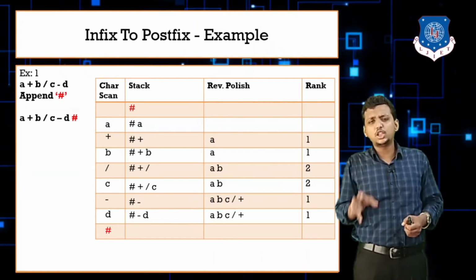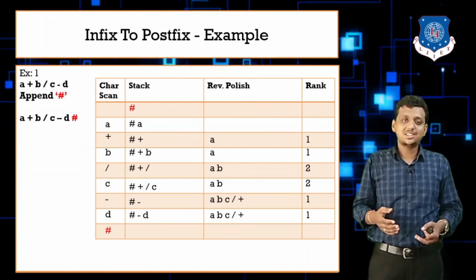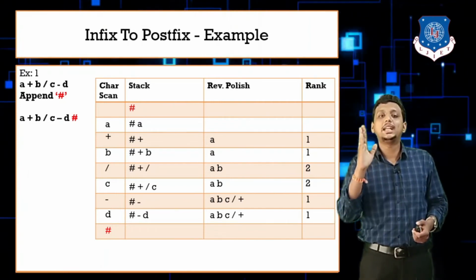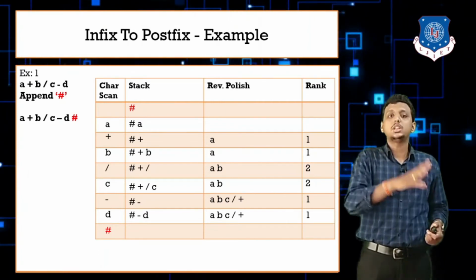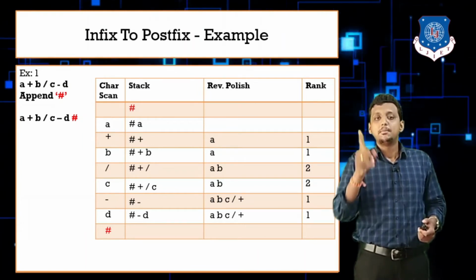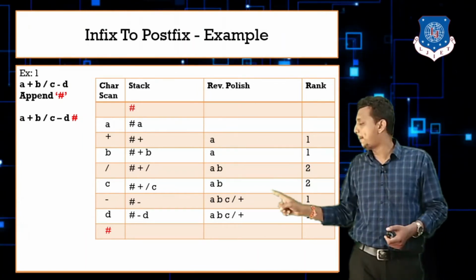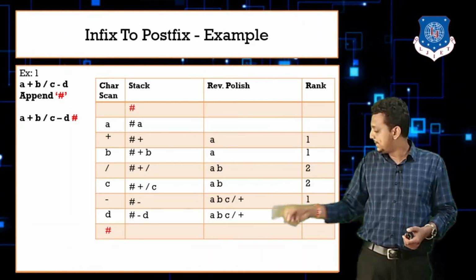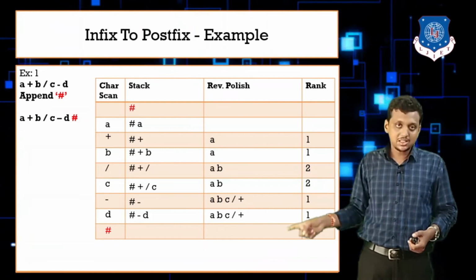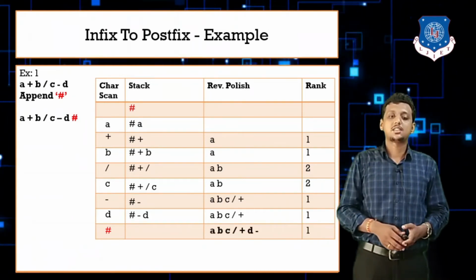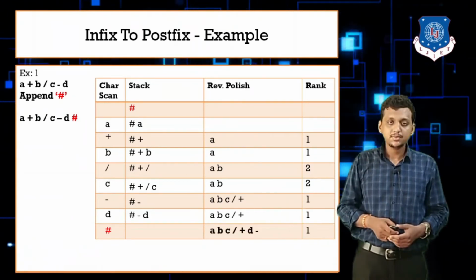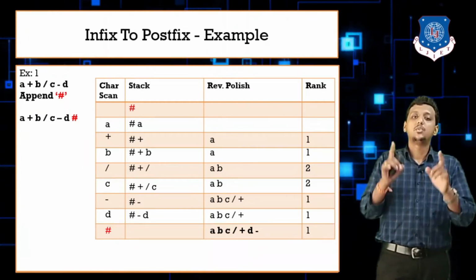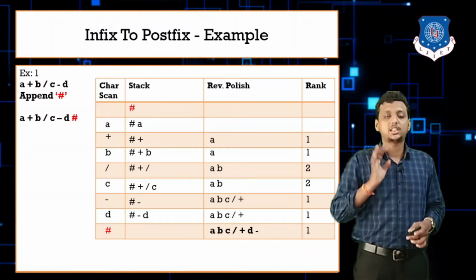So first, what do we need to remove? Obviously the last inserted value, where the top is pointing. The top is pointing at D, so D will be popped out. Then the top will point at minus, and minus will be popped out. So in the appended reverse polish string, we must have A, B, C division plus, then D, and then minus. The rank will be 1. So that is your answer, and your rank is still 1. That means you are correct.